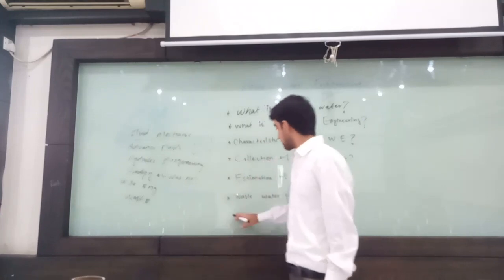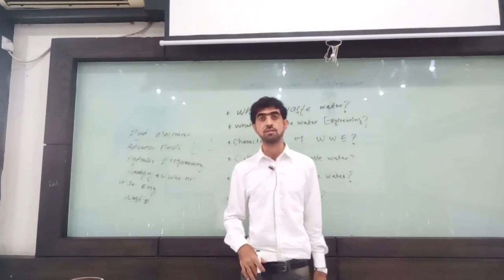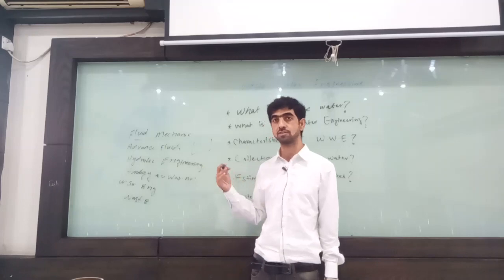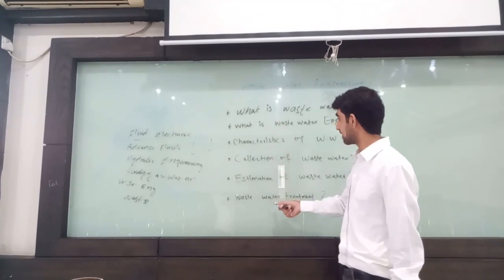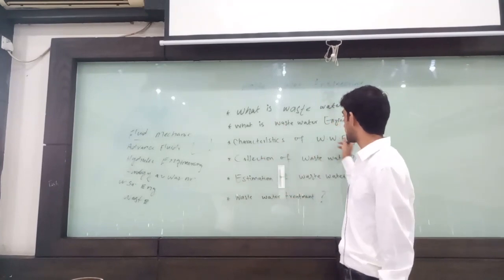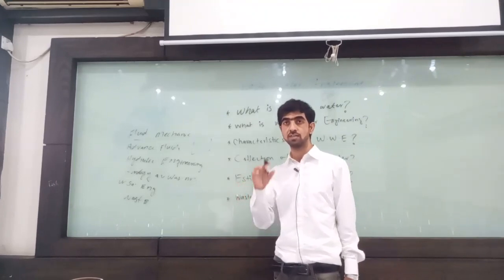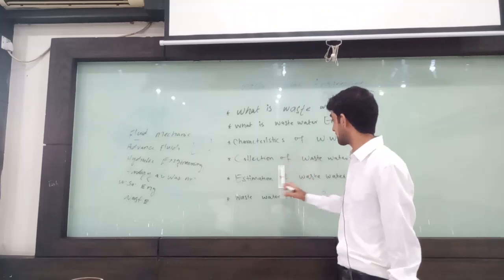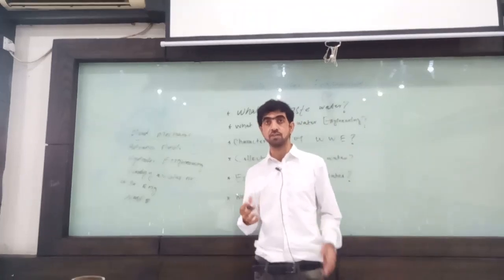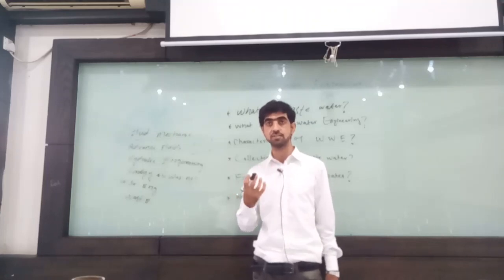Okay. So this is my short lecture on wastewater engineering. In the next lecture we will discuss the physical and chemical characteristics, and we will discuss these topics one by one in detail. What are the characteristics of wastewater? There are three types of characteristics: physical, chemical and biological. We will discuss them in detail in the next lecture. After that we will discuss collection of wastewater, estimation of wastewater, and wastewater treatment. Wastewater treatment needs a detailed discussion, so in the next lecture we will discuss it in detail.